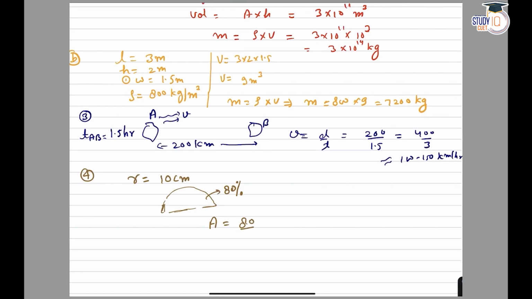So the area covered by hair can be written as 80% of the total area of hemisphere. So area A in which the hairs are present can be written as 80% of the total area of hemisphere, which is equal to 2 pi r square. So on substituting the value of pi and r, the area in which the hairs are present can be given as 5 into 10 to the power 4 square.